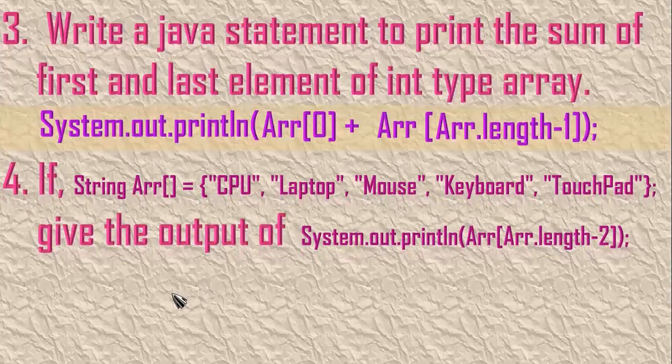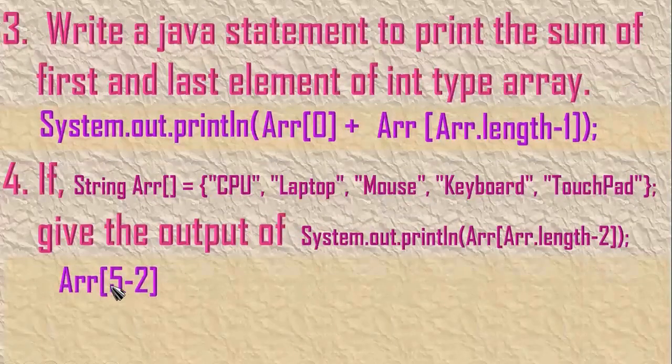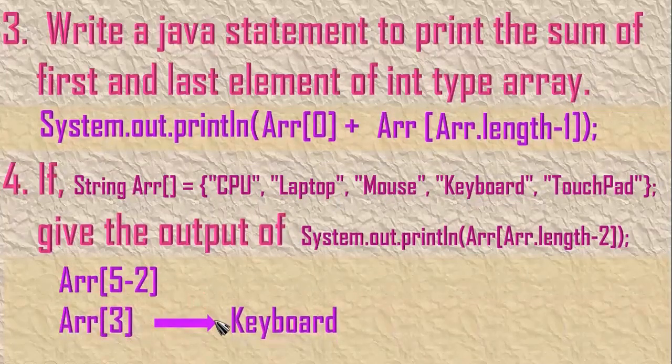Let us know the fourth question. If string ARR is CPU, laptop, mouse, keyboard and touchpad, give the output of System.out.println(ARR[ARR.length - 2]). So we should know the length of this array. So we will count 1, 2, 3, 4, 5. So 5 is the length of this array. 5 minus 2, so we will have ARR[5 - 2], that will be 3. So let us know what is there at index 3: 0, 1, 2 and 3. So keyboard will be the answer.